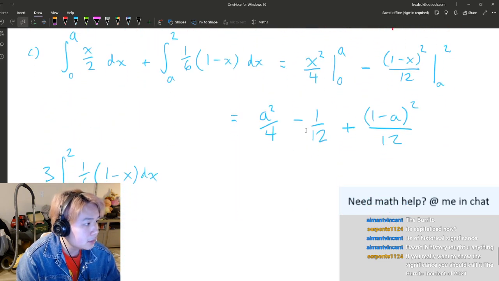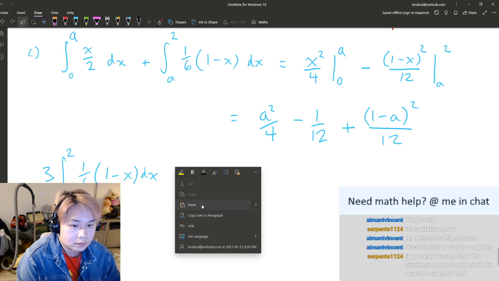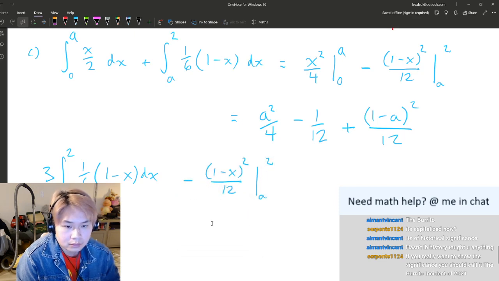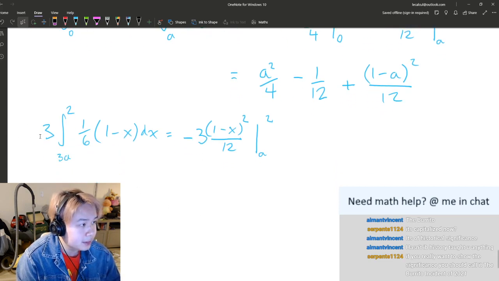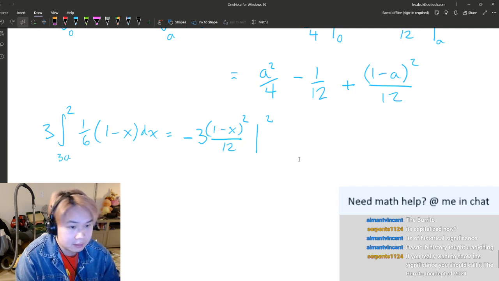Yeah, and then of course I know this integral already, it's right here. Of course, there's a 3 now from over here. And these boundaries are, this is 3a.